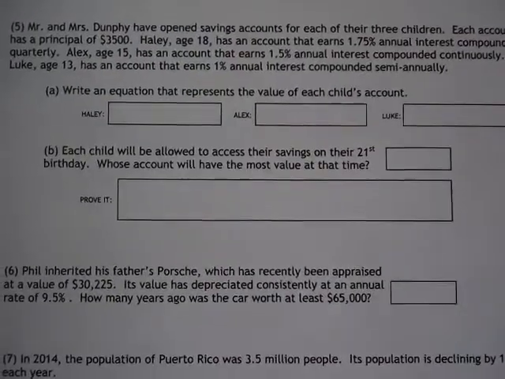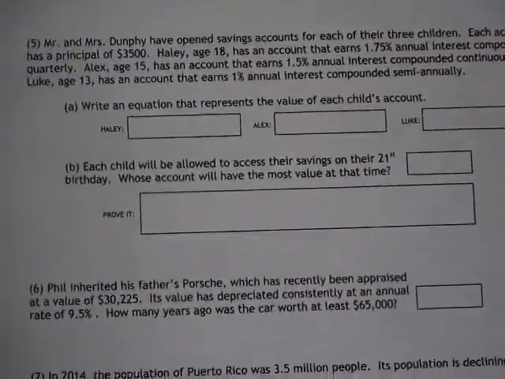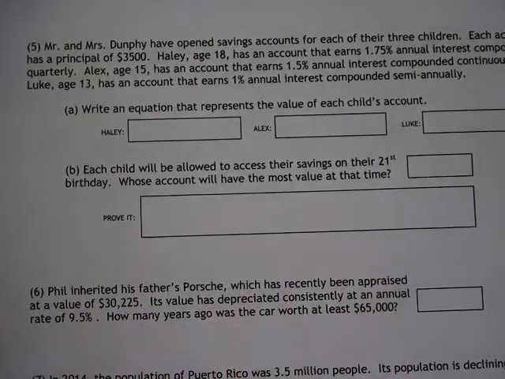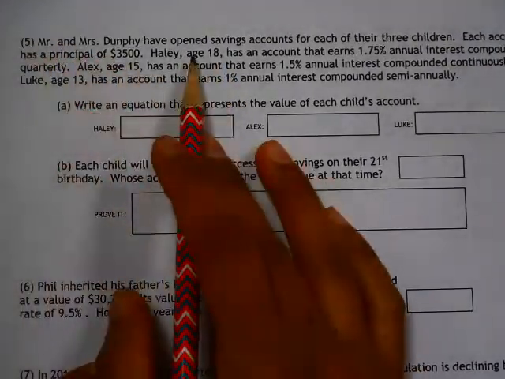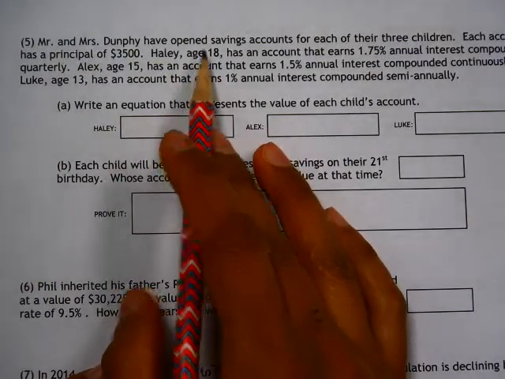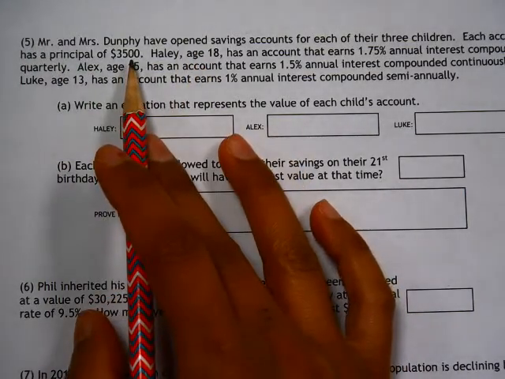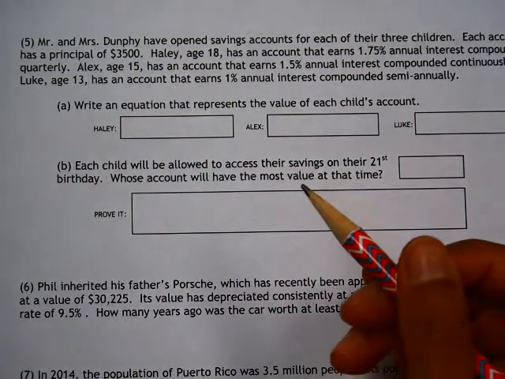In this video, we'll look at number 5. We're comparing some different accounts. So Mr. and Mrs. Dunphy have open savings accounts for each of their 3 children. Each account has a principal of $3,500.